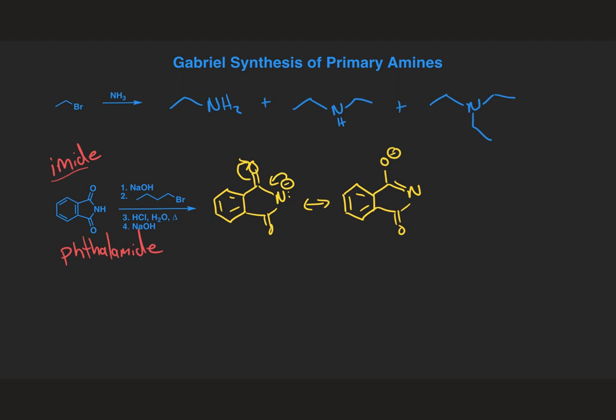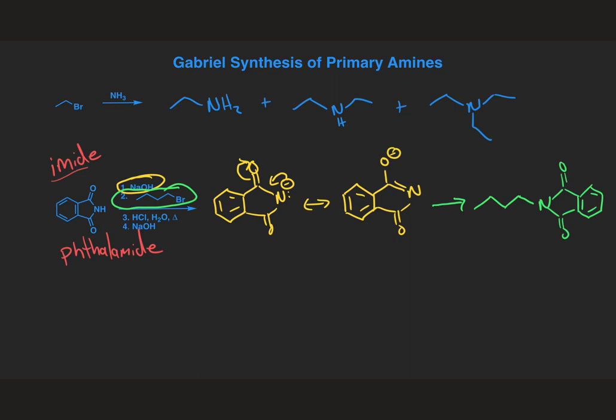In the next step, you are going to treat that anionic compound with an alkyl halide. In this case, we have butyl bromide. And the anionic nitrogen is going to replace the bromine. And so we wind up with this compound.